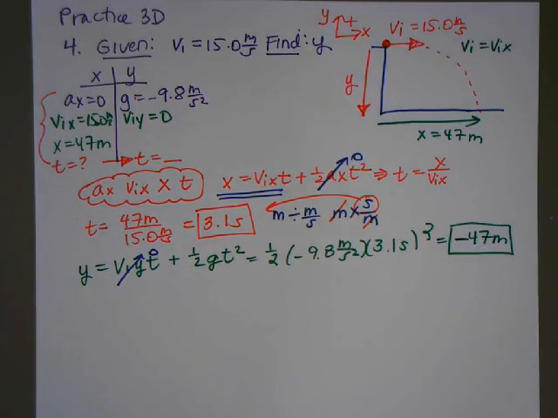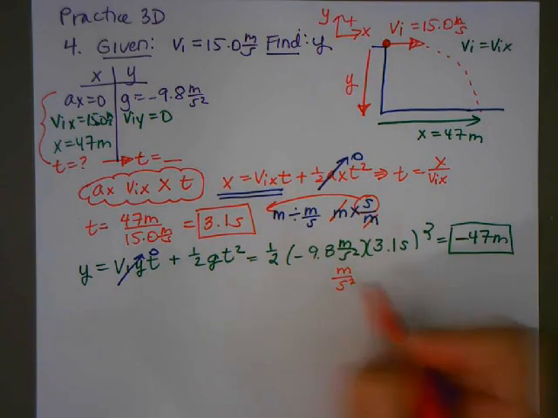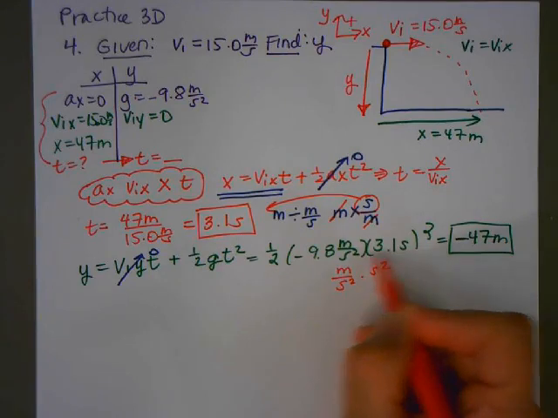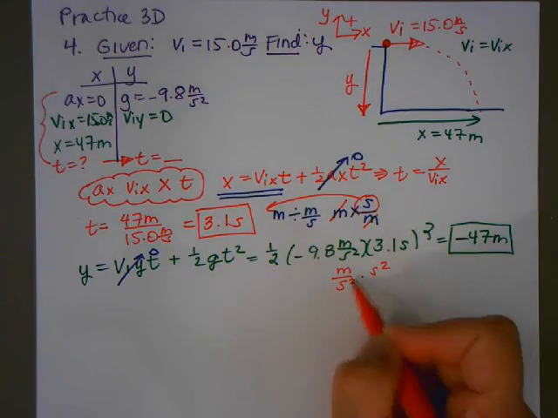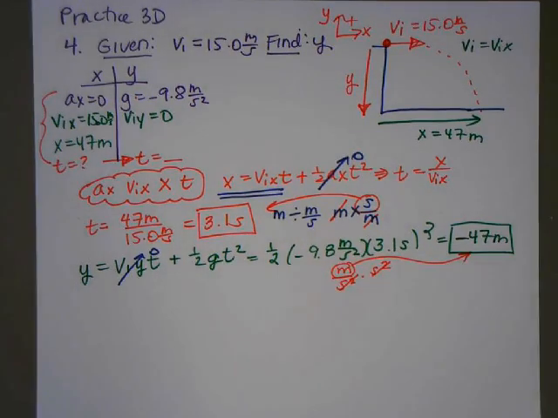If I want, I can check my units. I have a meter per second squared times a second squared, because when I squared the 3.1, I squared the second. So this cancels with that, and I end up with meters, which is the correct unit. And then I see I didn't make a mistake.